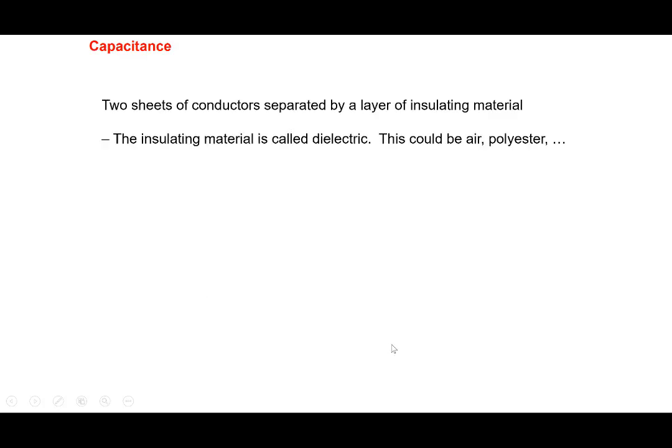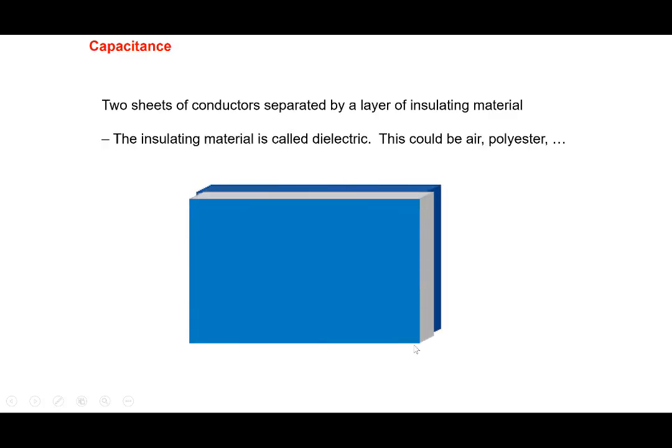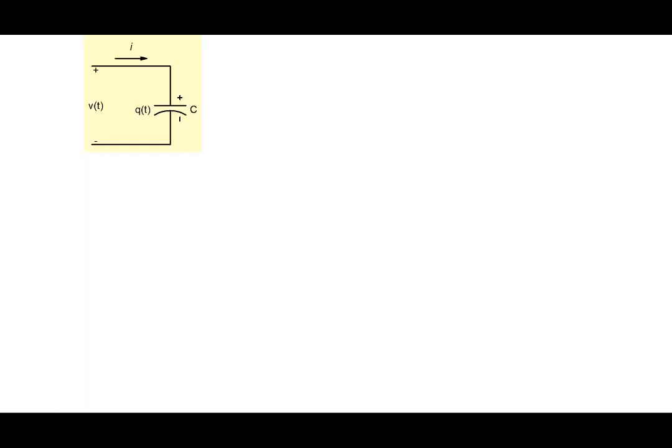All right, so capacitance, we all know. It consists of two plates with a dielectric in between. The dielectric could be anything: air, polyester, many kinds of dielectrics are there. All right, some very simple concepts associated with a capacitor. So we have a capacitor here. There's a current I and a V and a charge here.